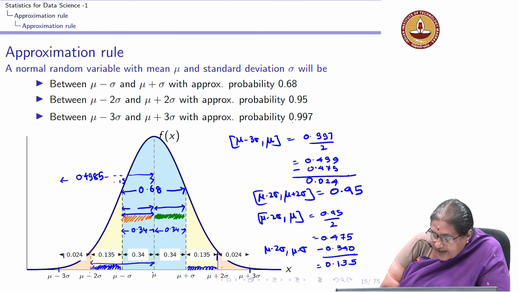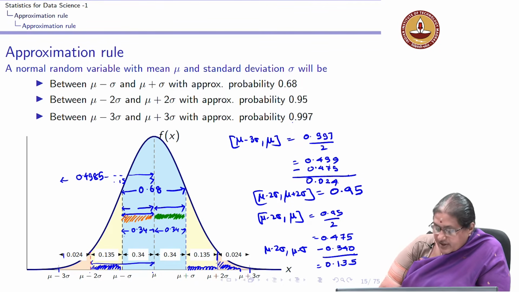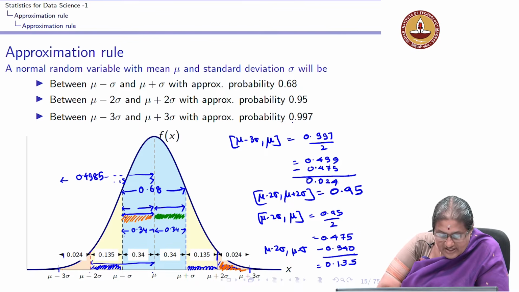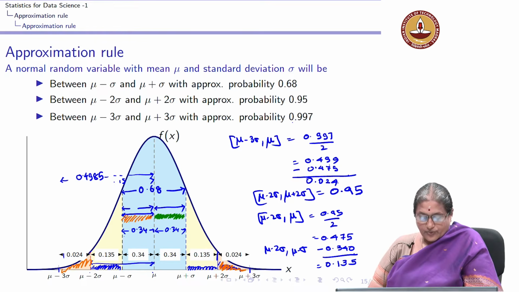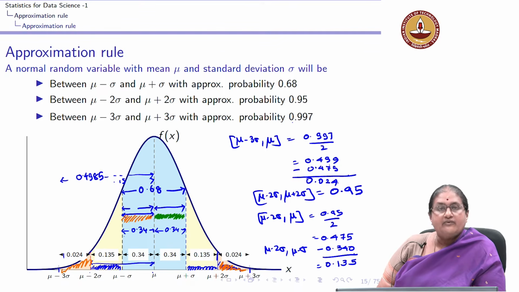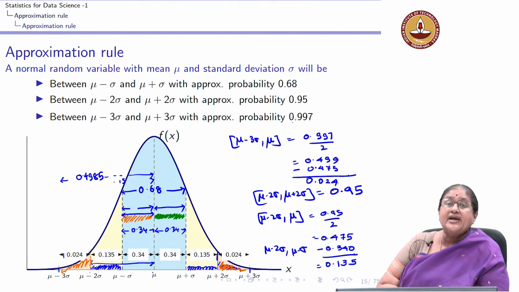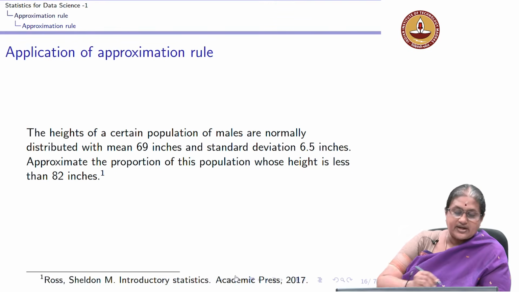Again by symmetry, I know that these orange regions, this orange region and this orange region, are each going to be 0.024. So, this approximation rule is a very powerful rule, and it helps us answer a lot of our probabilities even without actually computing them. Let us look at a few examples to see that.